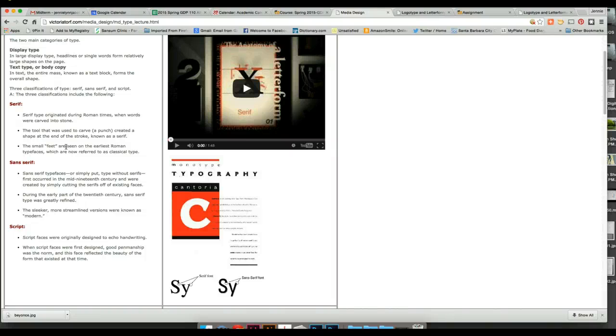So when you have a serif font, you usually see that in a book. Oftentimes you'll see a sans serif font used online because the serifs don't translate as well on a screen. So that's why, yes, John?